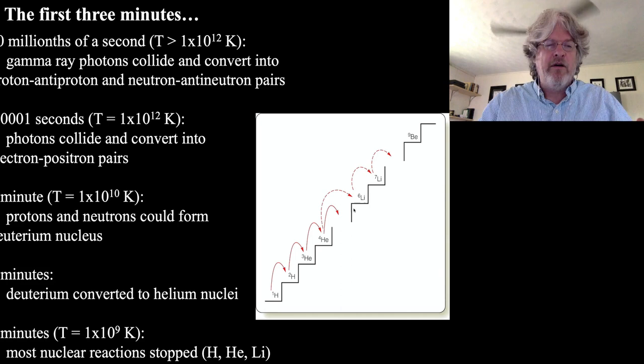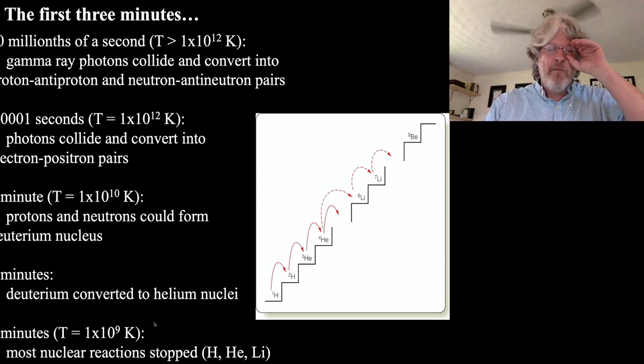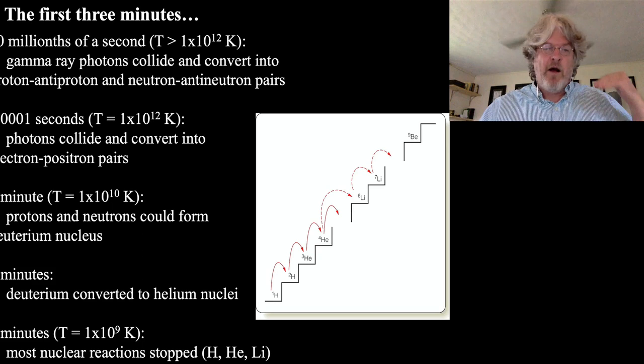But at the same time, as you're making these heavier and heavier elements, the temperature in the universe is dropping as space continues to expand. And so you can make some helium and maybe a little bit of lithium, but by the time 3 minutes is up, you've hit a billion Kelvin and most of the nuclear reactions have stopped, and they fully stop after about 30 minutes.